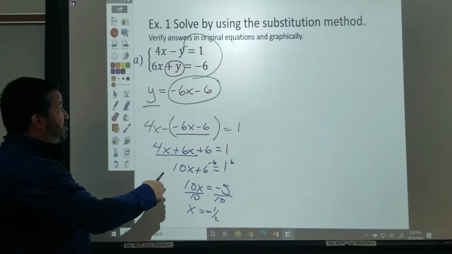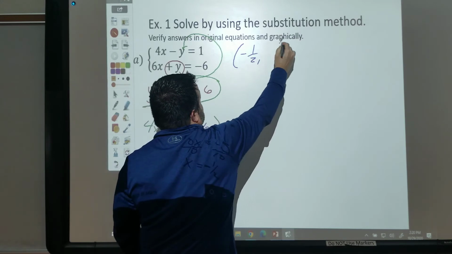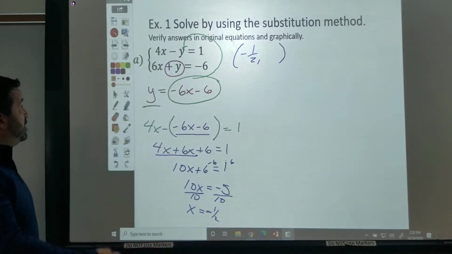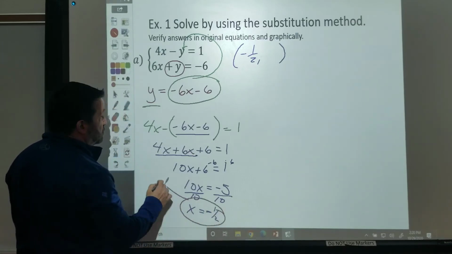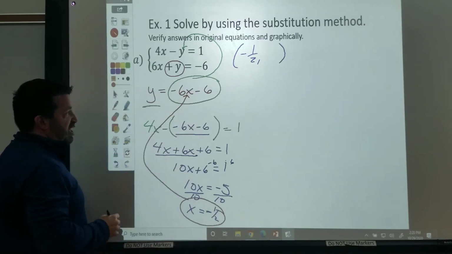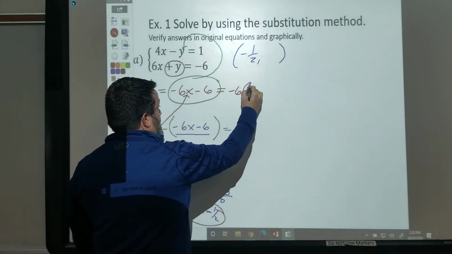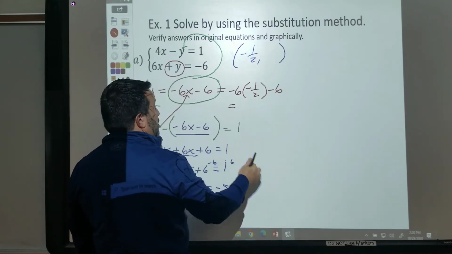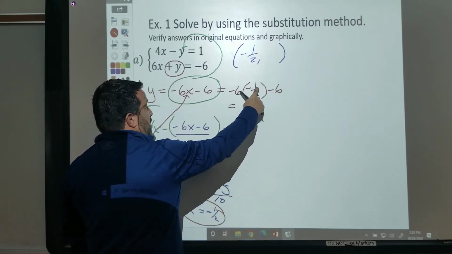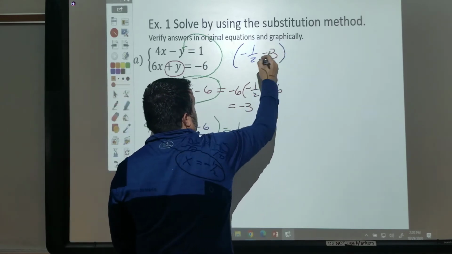Then that's half my solution. So far, my answer is negative 1/2 comma something. So you take this value and substitute it back here in step 1. So now it becomes negative 6 times a negative 1/2 minus 6. So that's going to be a positive 3 minus 6, or negative 3. That is my y value.